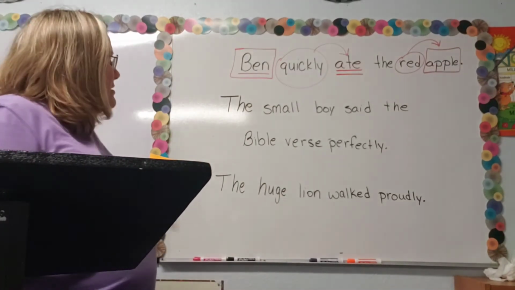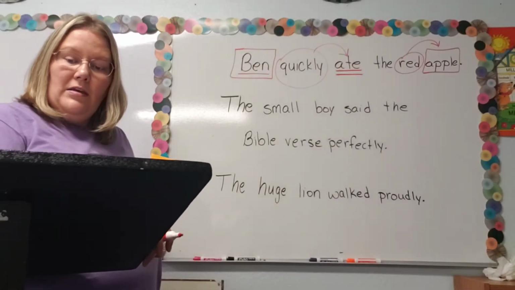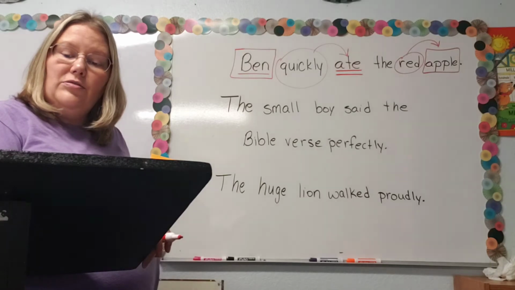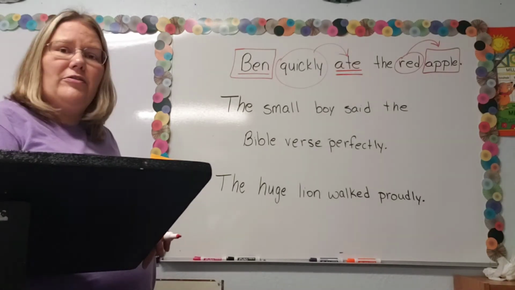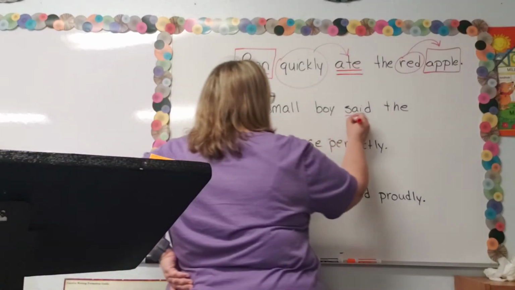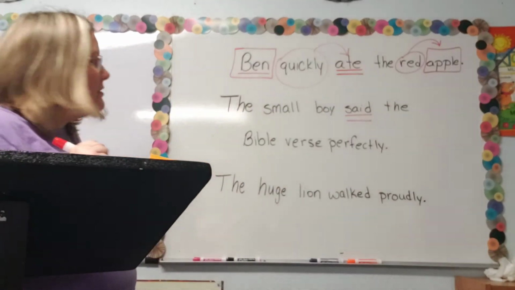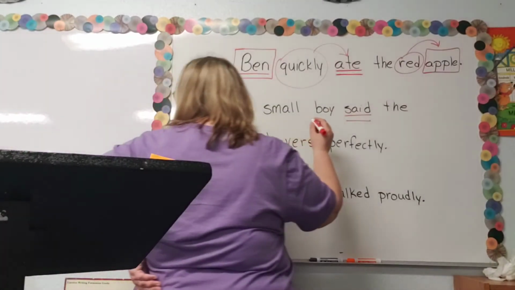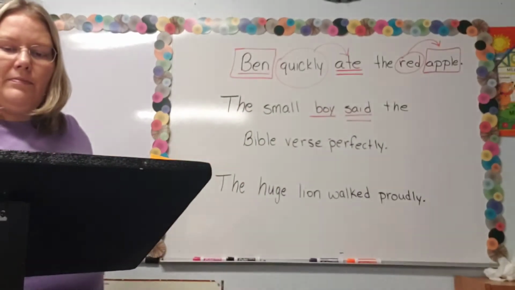Okay, then it says the small boy said the Bible verse perfectly. Step 1, we read the sentence. Then draw 2 lines under the verb. The small boy said the Bible verse perfectly. What is the verb? Said. Okay, next step, we need to find the subject. The subject in our sentence is boy, so I underline it 1 time.